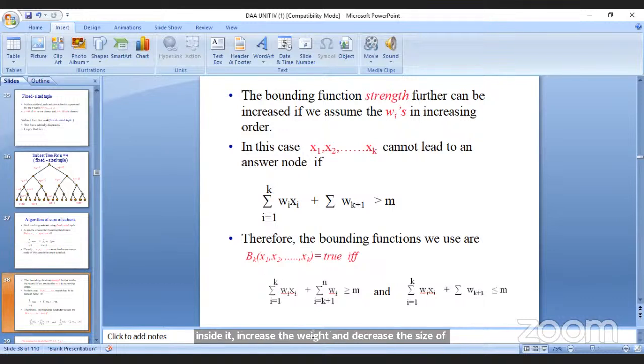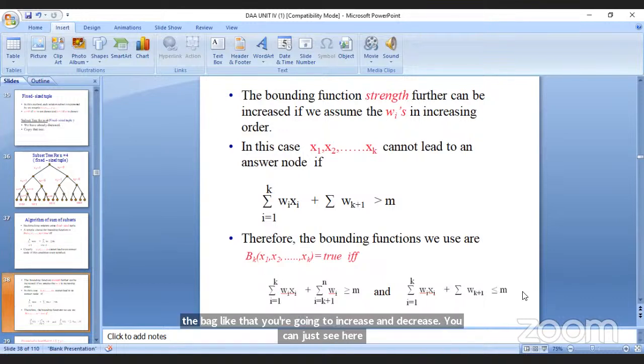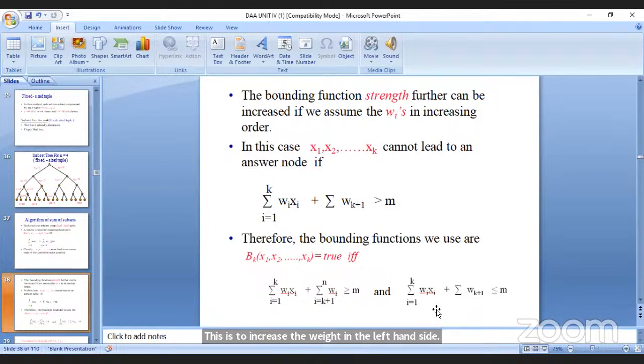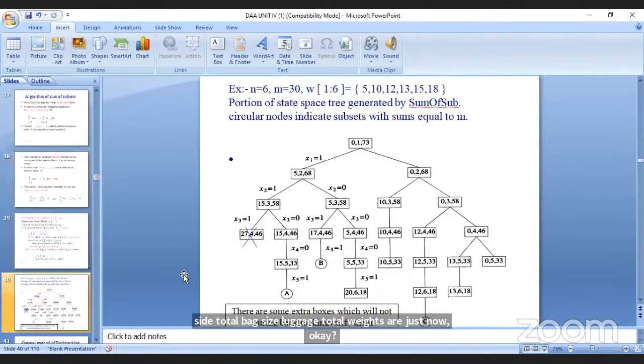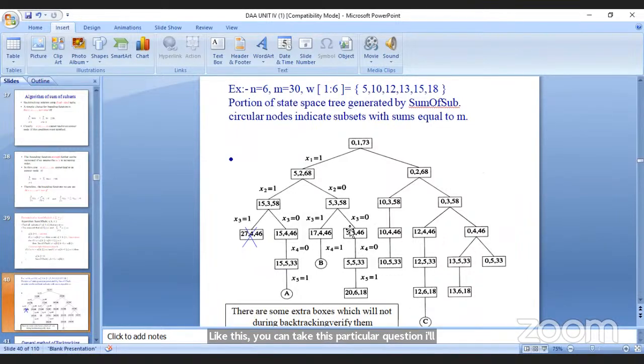You can just see here, this is to increase the weight in the left hand side, and this is to decrease the weight to the right hand side. Total bag size తగ్గించుకుంటూ వెళ్తాము, మనం weights యాడ్ చేస్తున్నప్పుడు యాడ్ అవుకుంటూ వెళ్తాయి, right? Like this, you can take this particular question. I'll give you 1 minute, take down this question and solve it. నేను చెప్పినట్టు సాల్వ్ చేయండి. Please take it down.